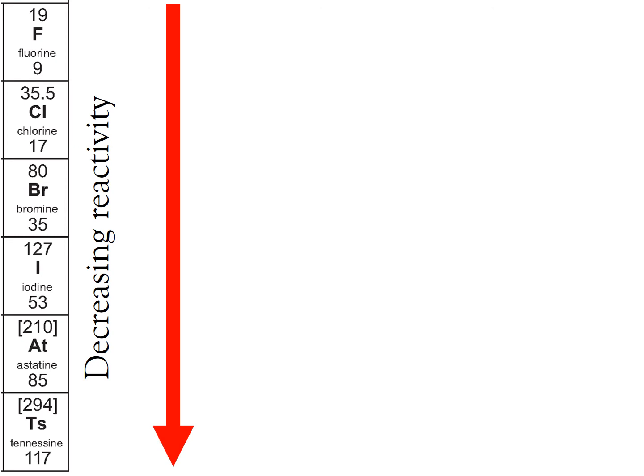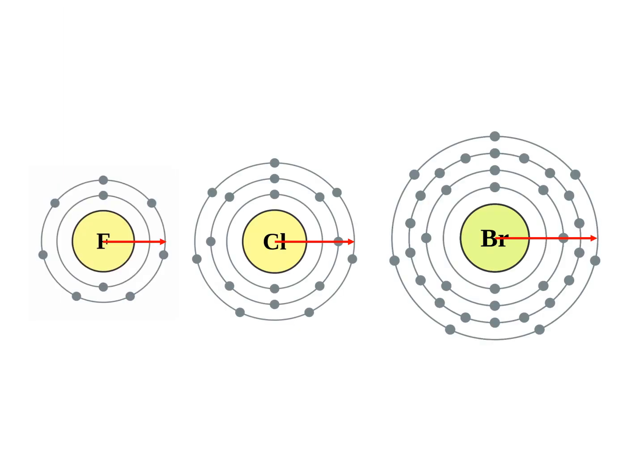Now for the group 7 elements known as the halogens. They are essentially opposite to the alkali metals. As you go down the group, their reactivity decreases. Why is this the case? Why does their reactivity decrease and not increase like the alkali metals?